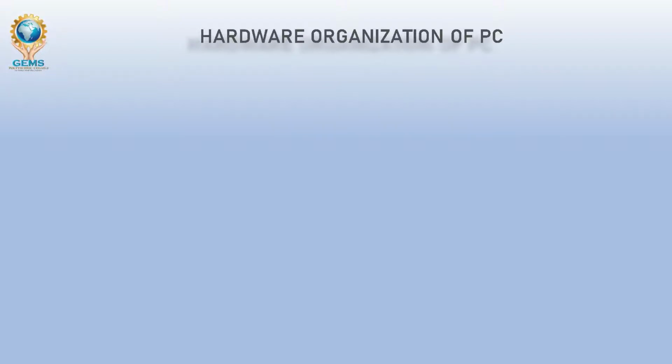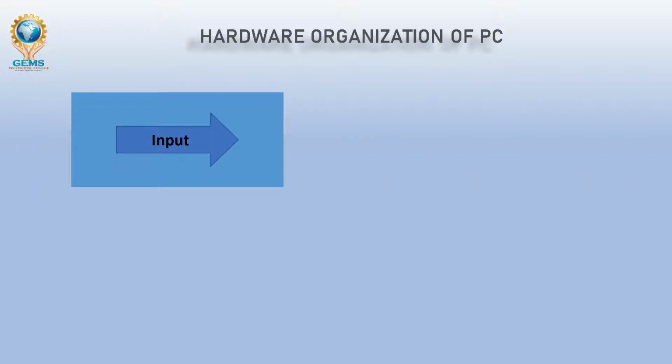Now we will see about the hardware organization of the PC. First we understood what hardware is. Taking data and instructions from a user, processing the data as per instructions, and displaying or storing the processed data are the four major functions of a computer. These functions are also known as the input process function.